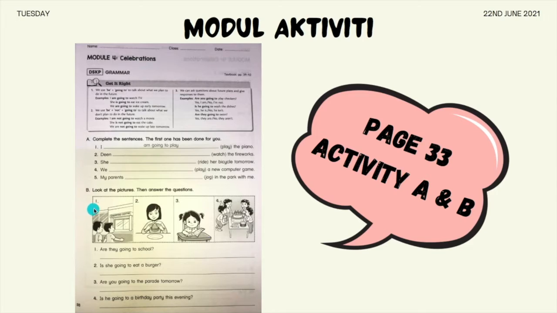For activity B, look at the pictures. Very important. Look at the pictures, then answer the questions. Okay, for this part, you need to read the question. Are they going to school? This is the first question and this is the first picture. So if you notice, in the first picture, it shows that they are not going to school, but instead they are going to the shopping center. So what would be the best answer for this?